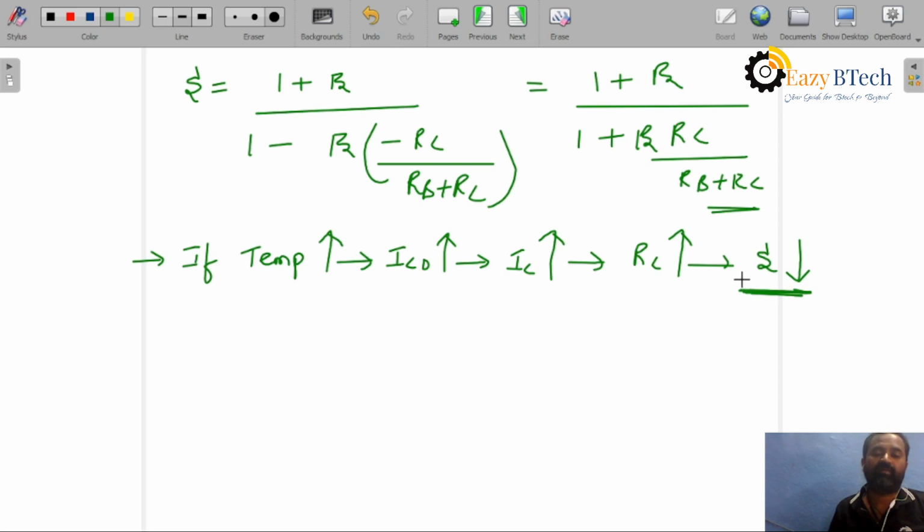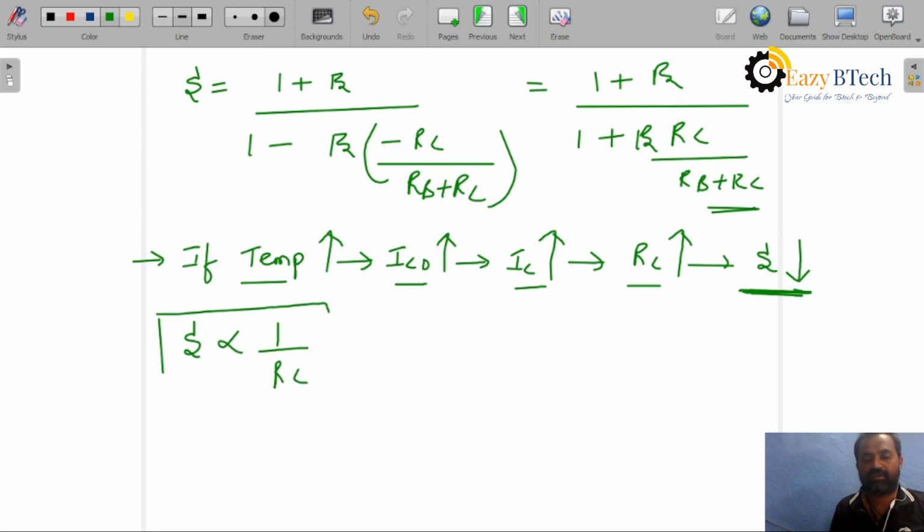Okay. Remember, if temperature increases, IC naught increases, IC increases, RC increases, but the stability factor decreases, because the stability factor is inversely proportional to RC. This is one of the best compensation methods. Now the stability factor can be minimized for better stability.